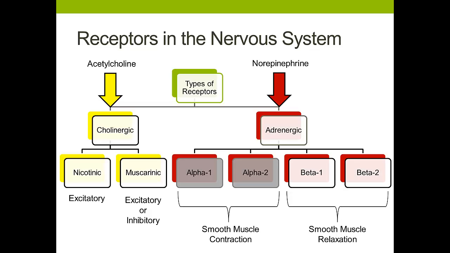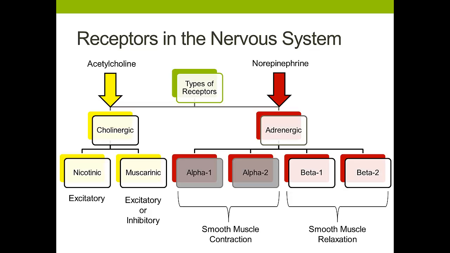Norepinephrine binds to adrenergic receptors on the target cells. There are four different types of adrenergic receptors throughout the body. Alpha 1 and alpha 2 receptors usually lead to smooth muscle contraction when excited, while beta 1 and beta 2 receptors usually lead to smooth muscle relaxation when stimulated.